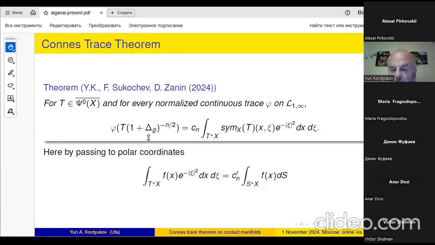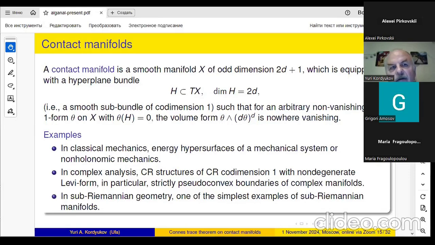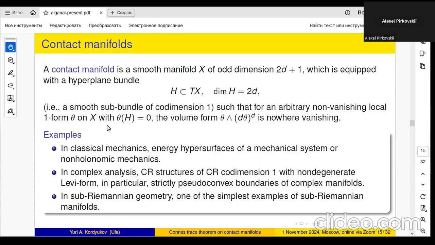an elliptic operator. If we fix this linear equation at each point, we get a differential one-form theta, which vanishes on this hyperplane. Then there is a condition on this theta.